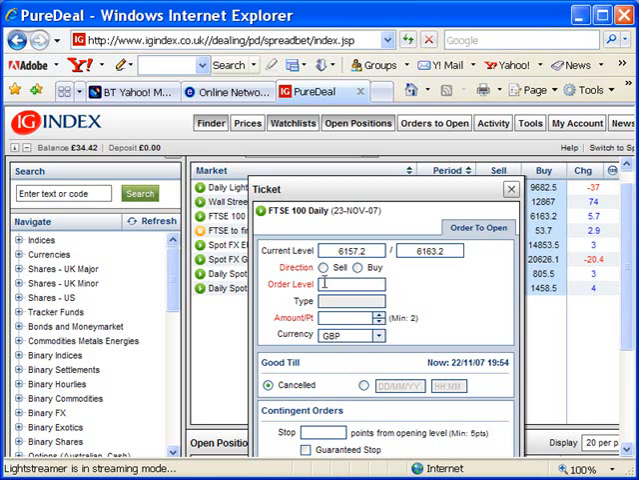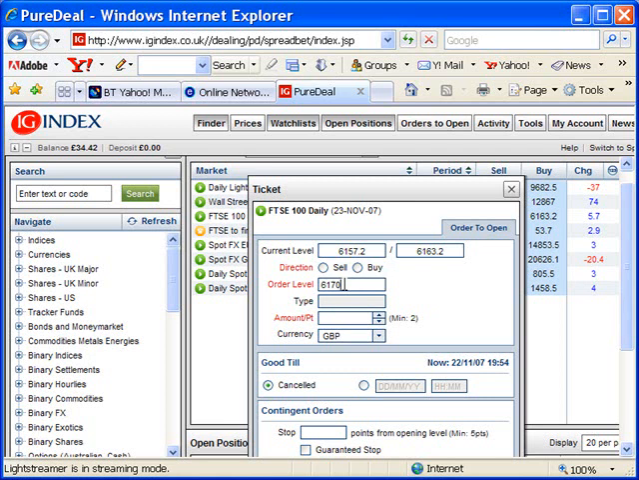Now, the order level is the actual price at which you want the order to actually begin. For instance, at the moment it's about 6160, and if you think it's going to rise still, perhaps you'll place your order level at 6170. So let's do that, 6170 here.